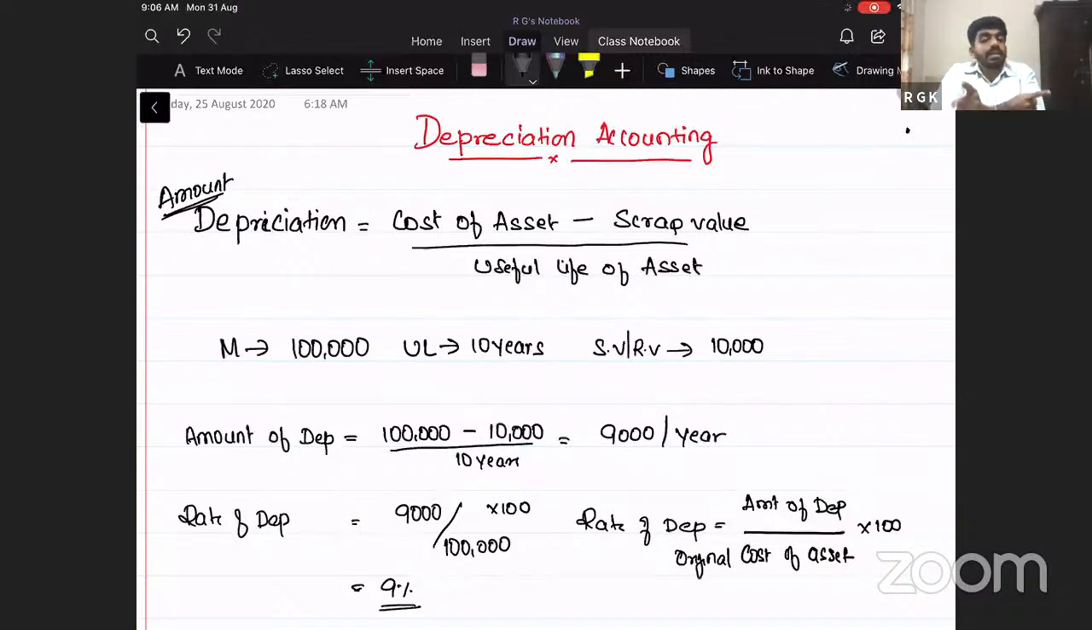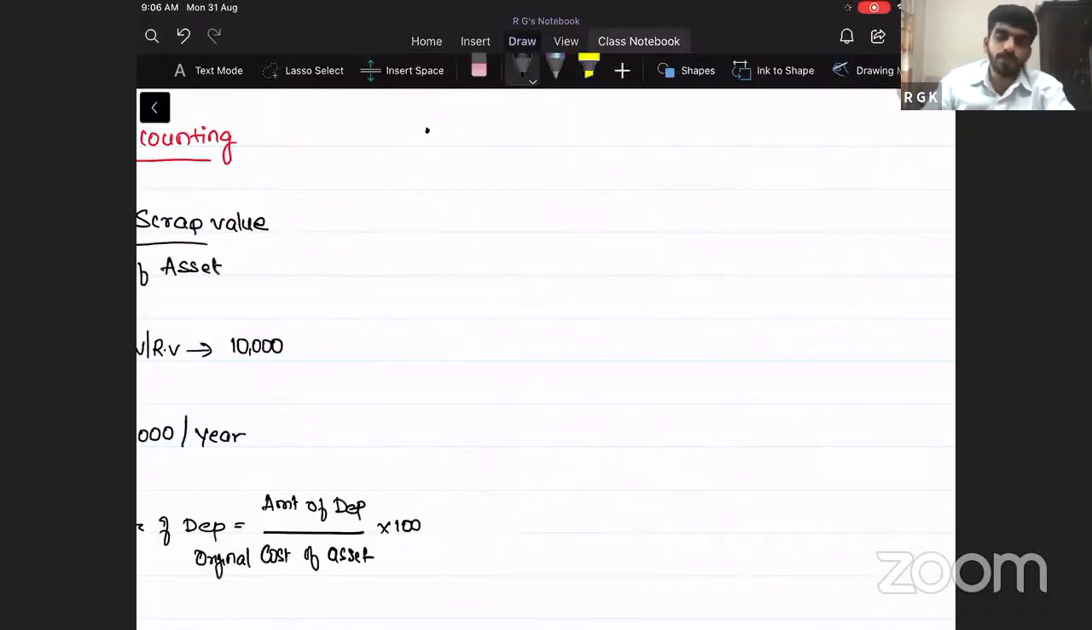Now you can connect. In questions, normally they will give you the rate of depreciation. The rate of depreciation is actually computed this way. So while answering the question, they may give you the rate of depreciation, and you may have to just apply it on the cost. So make a note of this. This is important for exam purposes. You can write a side note as exam notes.